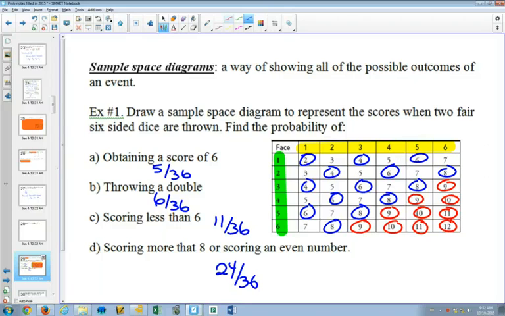Or I could count the ones I didn't circle. 1, 2, 3, 4, 5, 6, 7, 8, 9, 10, 11, 12, and subtract those from 36 to figure out that it's 24 out of 36 that way as well.